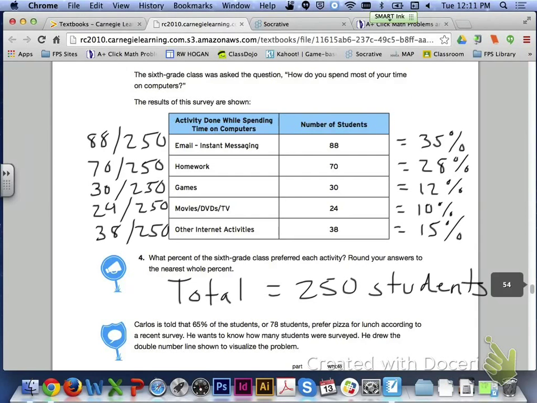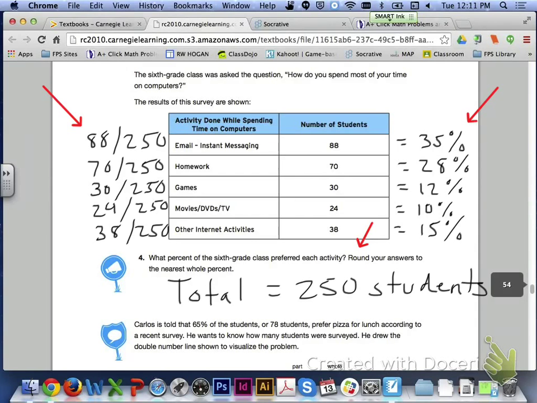So here's what your answer should look like for number 4. First, the total number of students was 250. So if you take a look over here on the left, this is where I showed my work. Remember, 88 divided by 250 then is going to give me my answer of 35%. Remember, you were rounding your answers to the nearest whole percent. So 35% of the students preferred emailing or instant messaging while they were spending time on the computers.